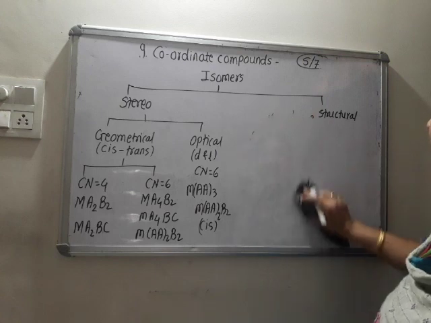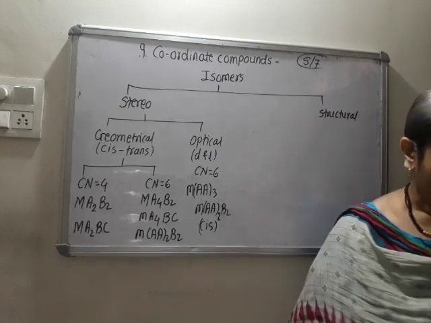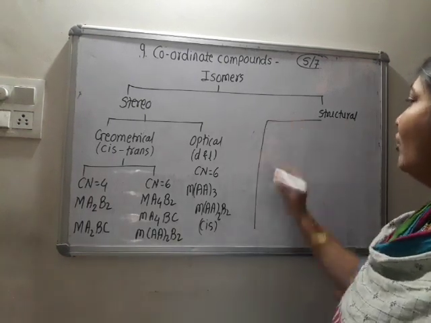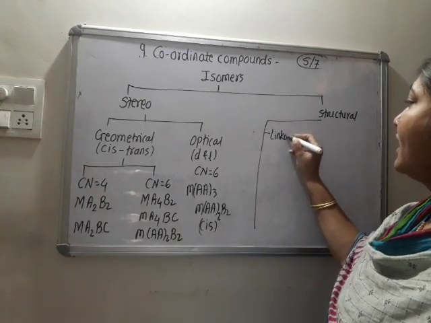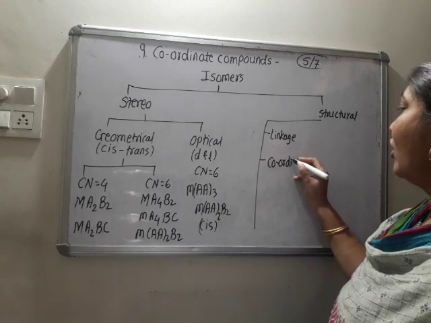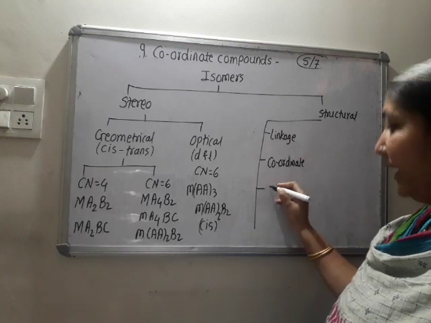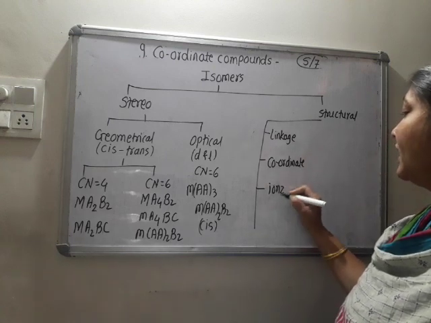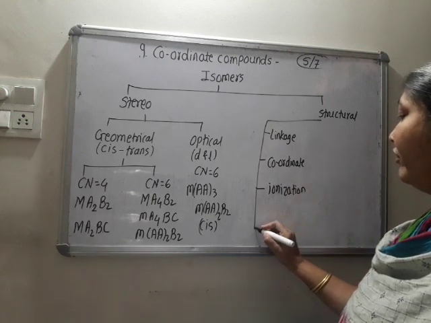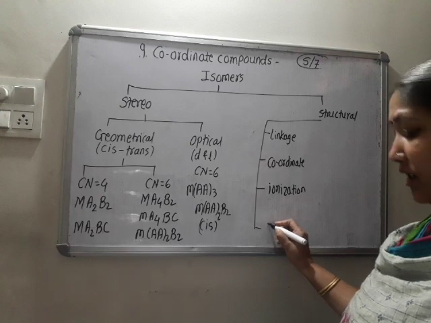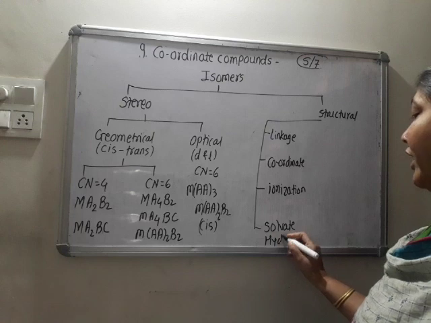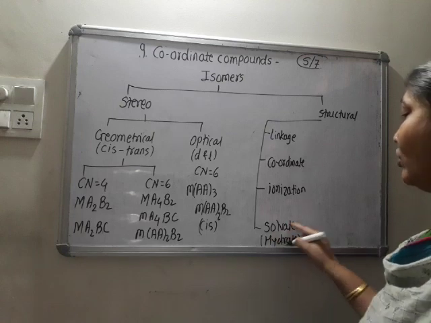And what are structural isomers? So there are 4 structural isomers. One is linkage isomer. Second one is coordinate isomer. Third one is hydrate isomer. And one more is there, that is ionization isomer. And the fourth one is solvate, or it is also called hydrate isomer. Solvate or hydrate, related to solvent, water.